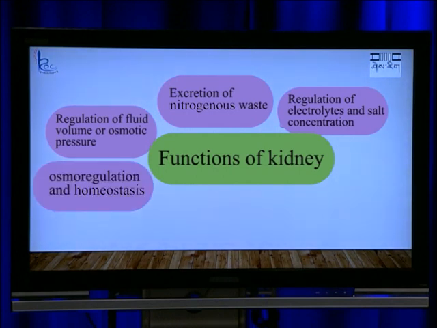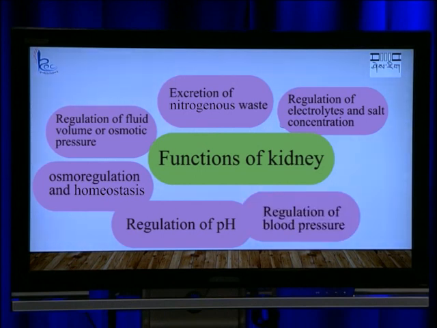It helps in osmoregulation and homeostasis, that is to maintain the proper concentration of fluid in the body. It helps to maintain the pH of the body fluid and the blood, which has to be always maintained in a normal manner, so that blood will be able to function properly. It also helps in the regulation of blood pressure, and the kidney also plays a role in producing a hormone called erythropoietin, which helps in the production of RBCs. So, these are the overall functions of our kidney.